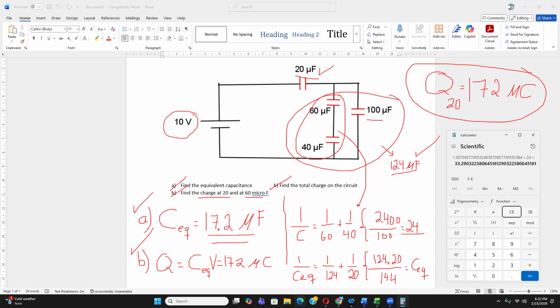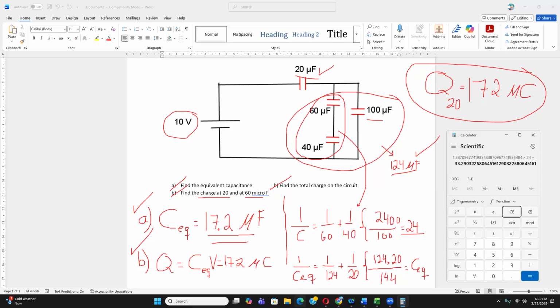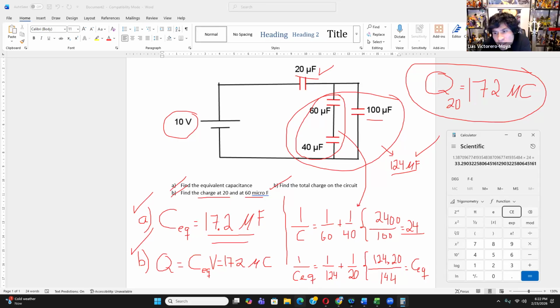So we divide 172 by 124, right? That's where we get 1.38. 1.38 volts is going to be on 60, on 40, and on 100. 1.38 will be on 100, and 1.38 will be on the combination of 60 and 40, which is 24. Which is why you can multiply 24 times 1.38. That's the total charge on 60 and 40. Now, the charge is constant because they're in series. The voltage splits up.